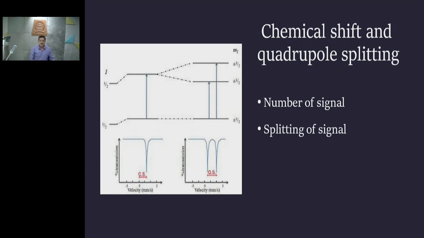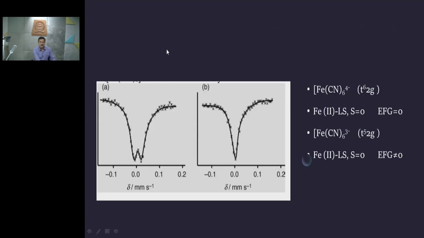So the number of signals and splitting of signals. This is the 3/2 and 1/2. Whenever there is an interaction, a shift takes place that we call the isomer shift. And the interaction between the electrical field gradient and the nuclear quadrupole moment leads to these two absorptions. So this is the chemical shift and quadrupole splitting, which we have to observe in this case.